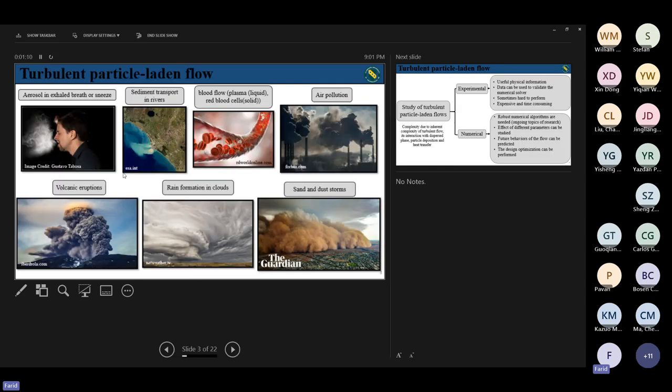So the focus of my research is turbulent particle-laden flow. This sort of flow can happen in lots of natural phenomena and industrial applications. For example, as you can see here in these pictures, turbulent particle-laden flow can be aerosol in exhale, breath, or sneeze. Or it can be sediment transport in a river. River is our turbulent flow and sediment particles. Same for blood flow and red blood cells inside the blood flow, and air pollution, volcanic eruption, rain formation in clouds, and sand and dust storms, which are all turbulent particle-laden flows.